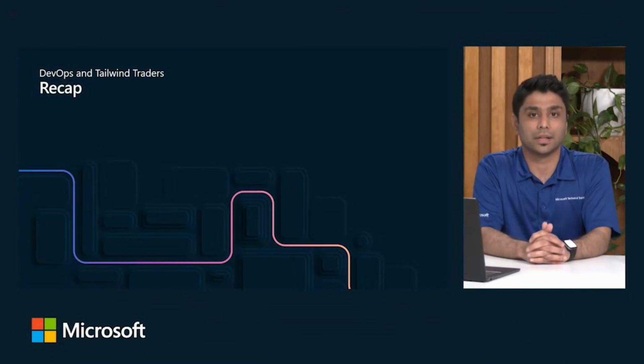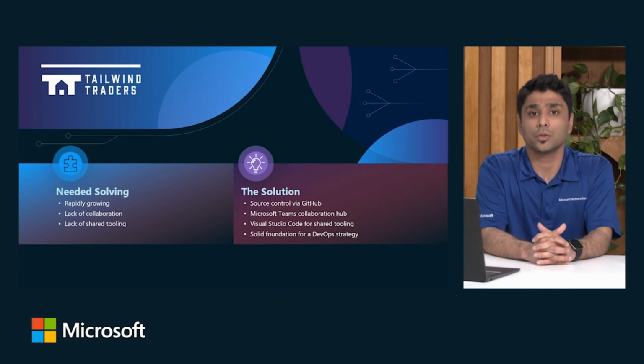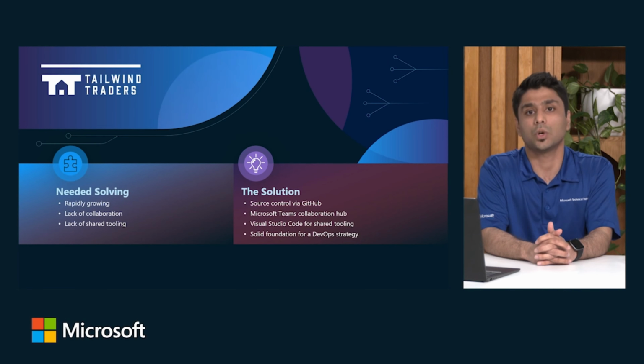Now, time for a quick recap. We know that Tailwind Traders want to solve the problem of rapid growth, lack of collaboration, and lack of shared tools. And as a start, we can help them with source control via GitHub, Microsoft Teams, and Visual Studio Code for shared tooling, and a solid foundation for a DevOps strategy.